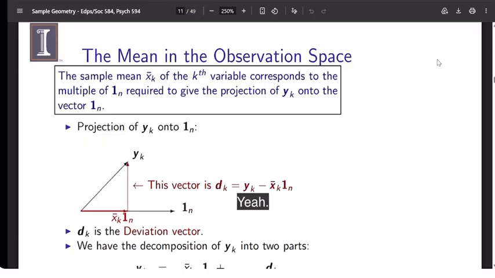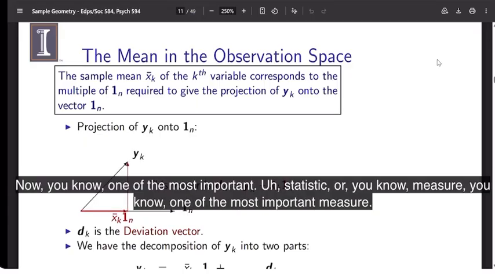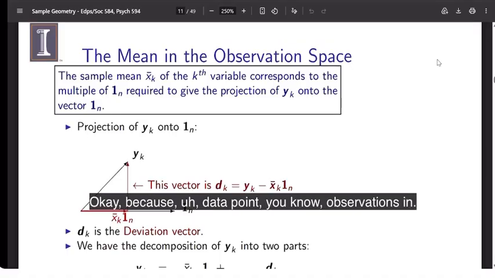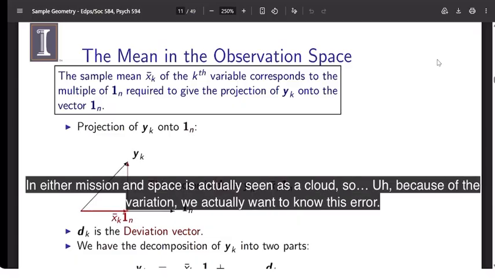Now, one of the most important measures is the center of mass. We want to know the center of a cloud, because data points, observations in any dimension of space, are actually seen as a cloud. Because of the variation, we want to know the center. That's why we normally want to find the mean. And don't forget, we have a lot of variables.